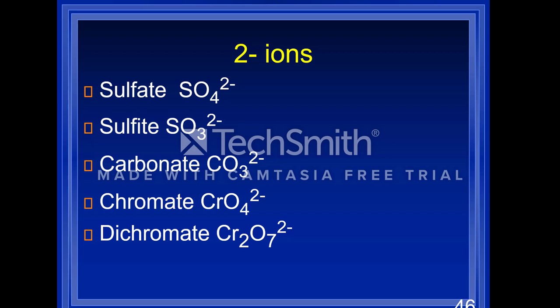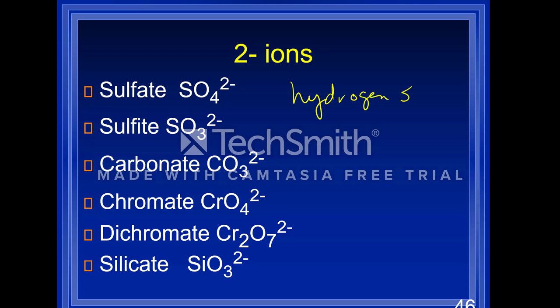And chromate is chromium with some oxygen. Dichromate is almost twice the size of chromate. It's twice as many chromiums, almost twice as many oxygens. See that? Silicate, SiO3. Now you'll see on the other side I got things like hydrogen sulfate.